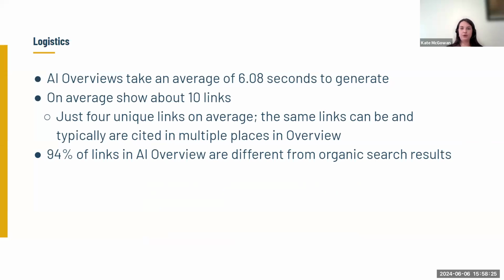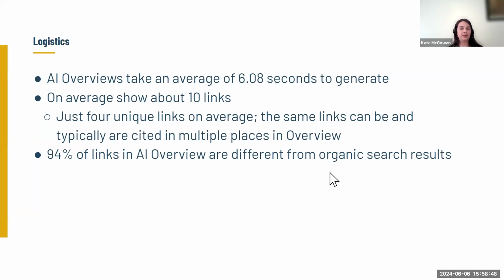Here we have some more logistical information about AI overviews. So right now, AI generated answers to search results within the Google AI overview, and frankly, other emerging AI search engines as well, are taking longer to load than traditional search, which might not be that much of a surprise. Right now, the Google AI overviews take an average of 6.08 seconds to generate.